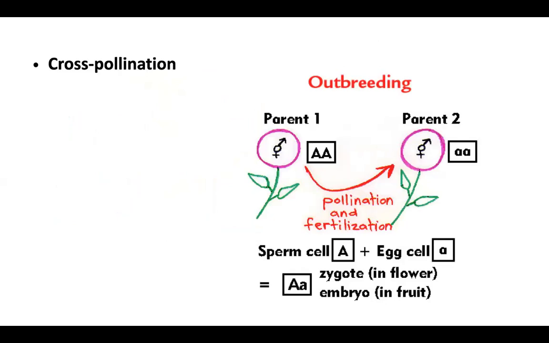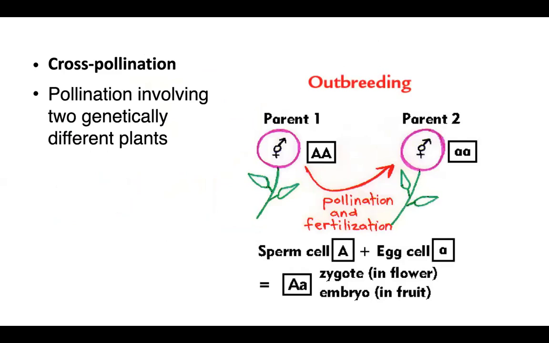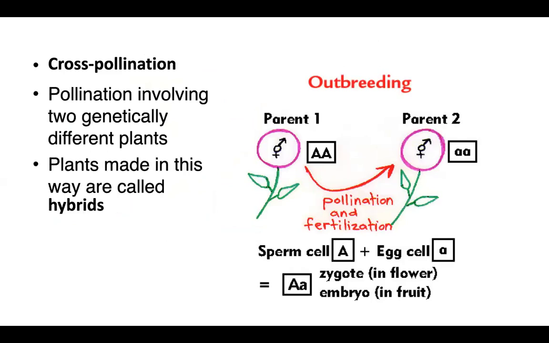The more evolutionary advantageous method is cross-pollination. This is when you have flowers on two different plants, two genetically different plants. Plants that are made during cross-pollination are called hybrids.